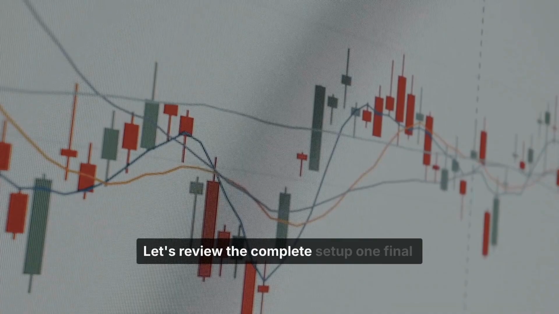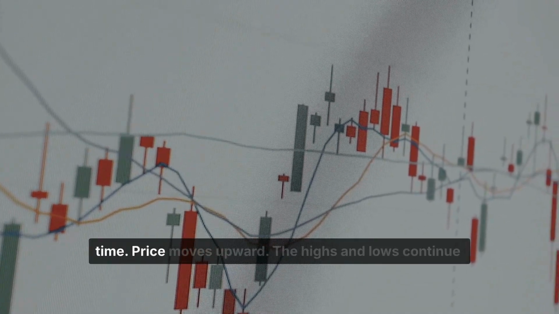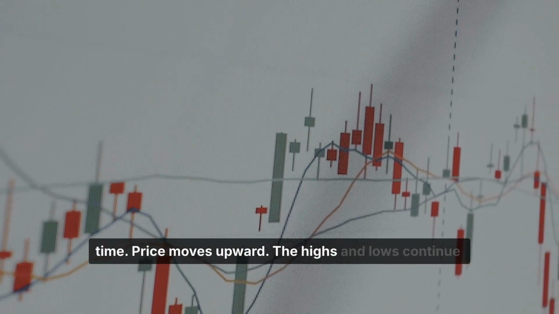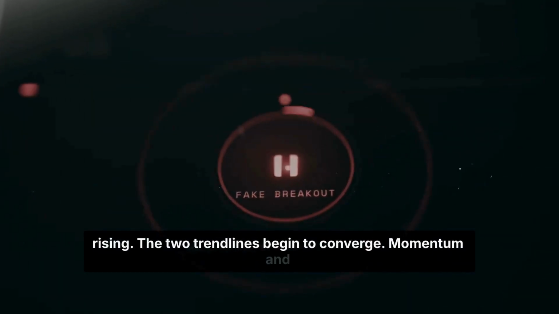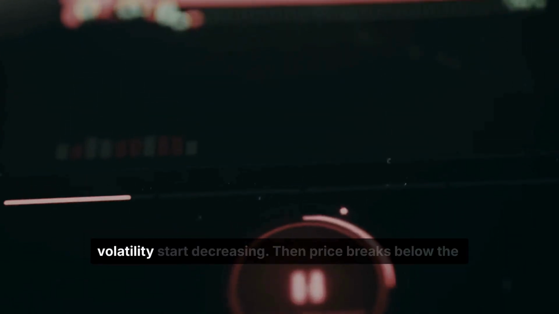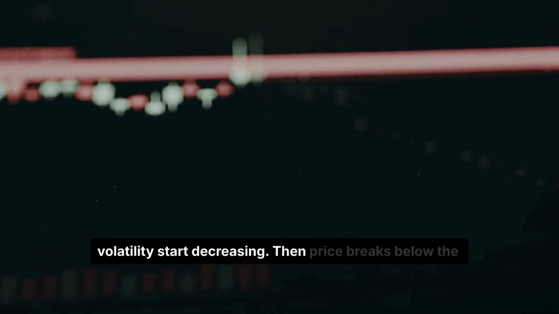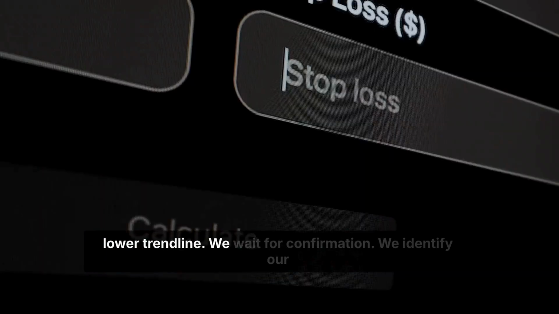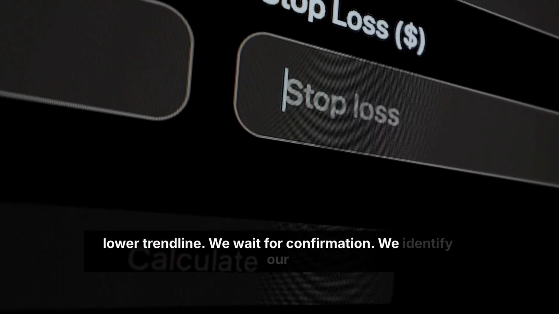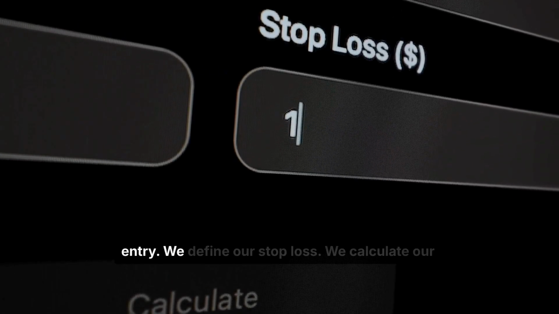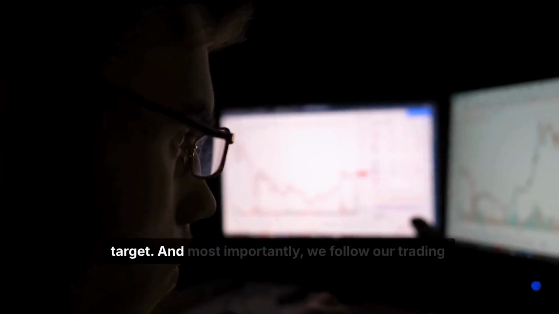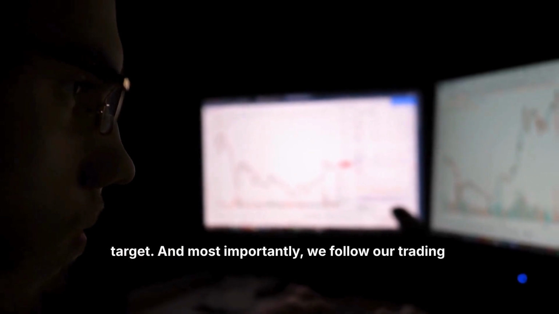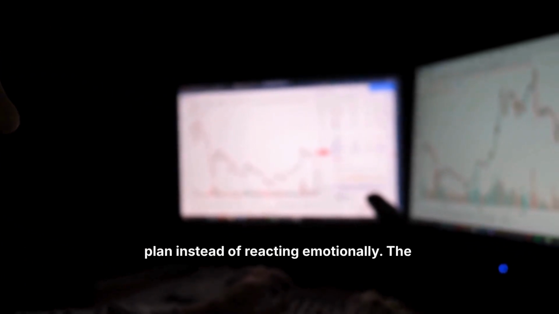Let's review the complete setup one final time. Price moves upward. The highs and lows continue rising. The two trend lines begin to converge. Momentum and volatility start decreasing. Then price breaks below the lower trend line. We wait for confirmation. We identify our entry. We define our stop loss. We calculate our target. And most importantly, we follow our trading plan instead of reacting emotionally.